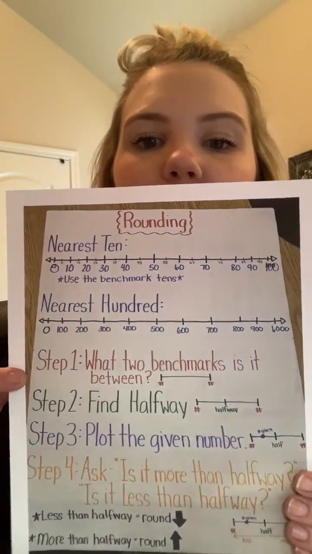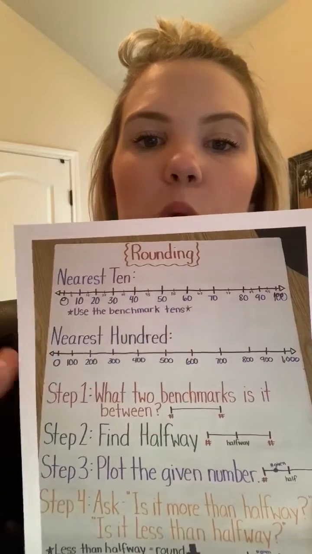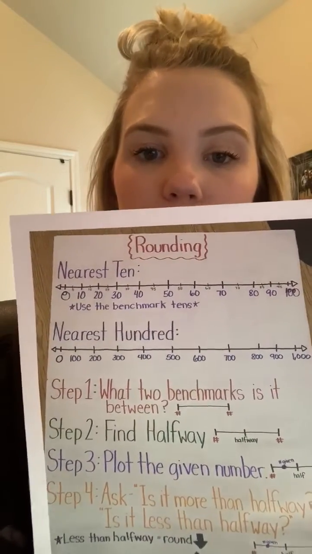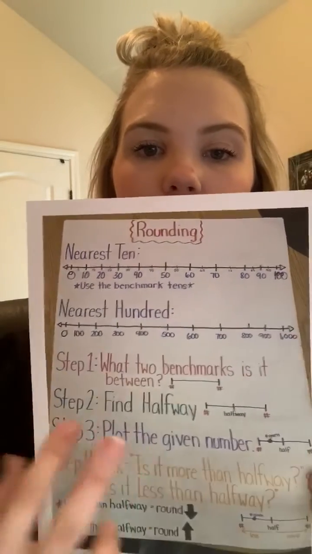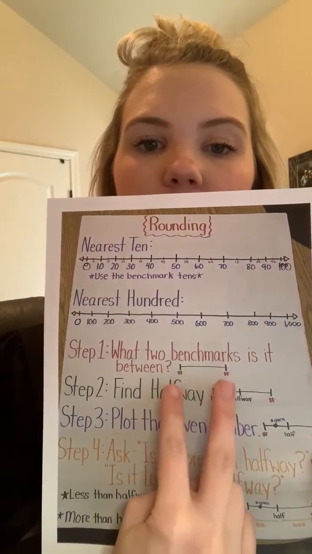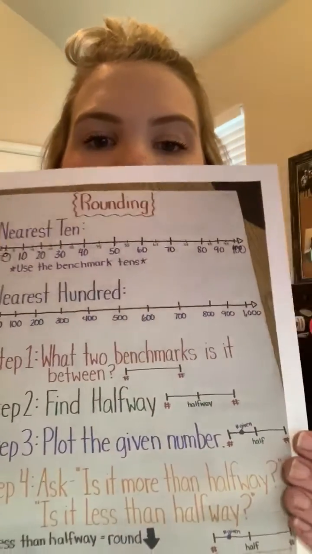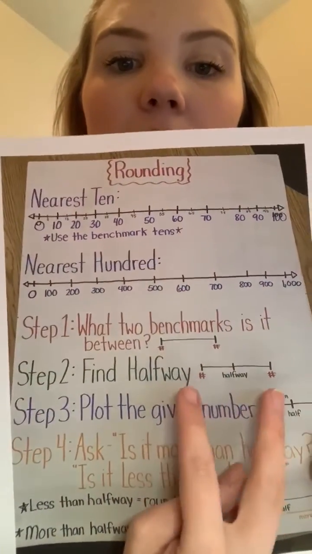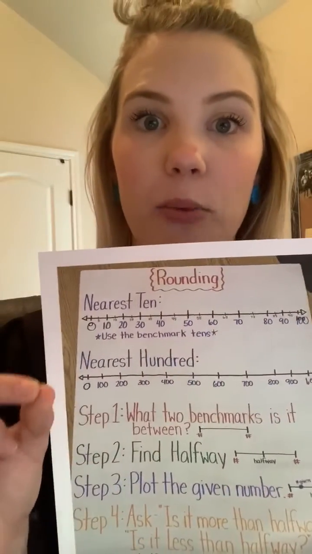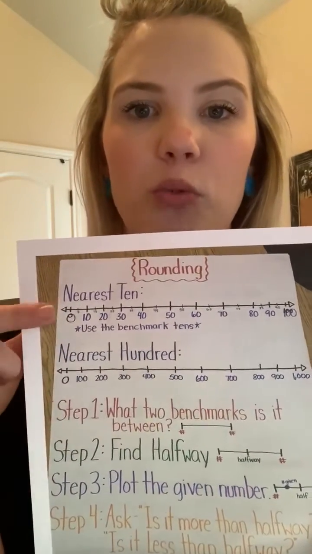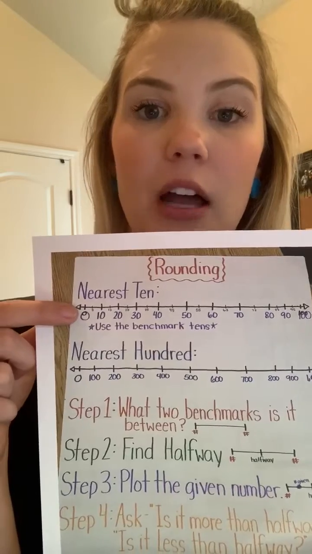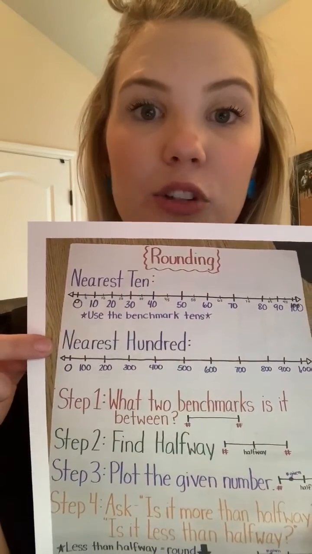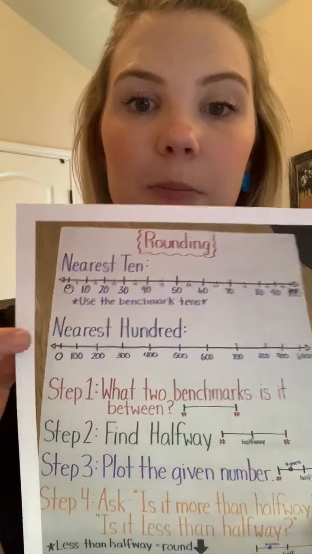So when we're rounding, there's going to be 4 steps. Step 1, you find out what 2 benchmarks your number is between. And you're going to put those on either end of your number line. Step 2 is find halfway. Halfway is the number exactly in the middle of those 2 benchmark numbers. Now remember, halfway always has a 5. When you're rounding to the nearest 10, your 5 is in your ones place. When you're rounding to the nearest 100, that 5 is in the tens place.